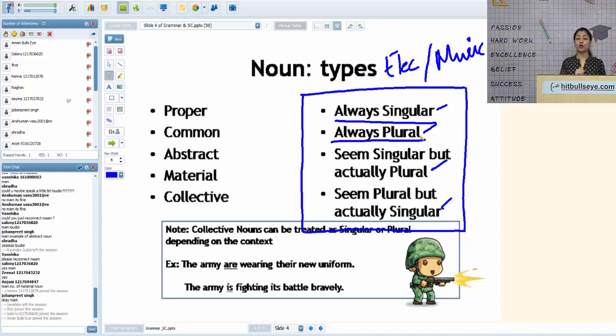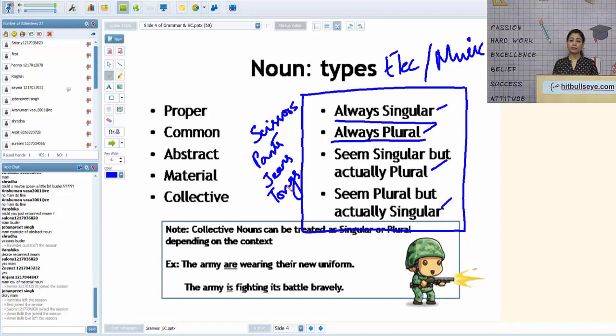certain things that are always plural. Do we say pass me scissor? No, scissors. Pants, jeans, tongs. Yeah, there's a reason why they are always plural, because again, by the logic, scissors and tongs, they have two arms. Pants and jeans, trousers, they have two legs. So these are the words that are always plural.